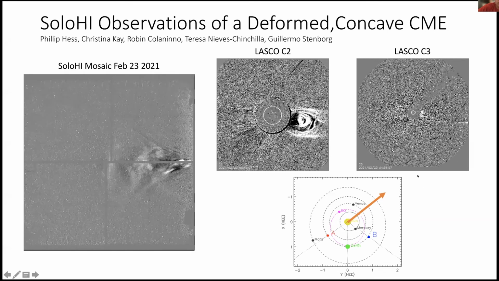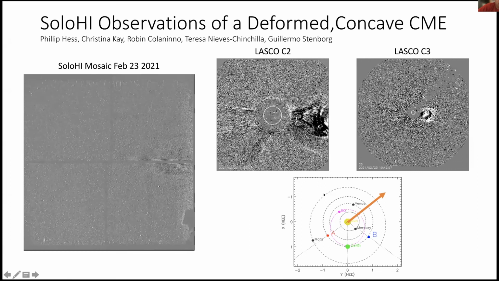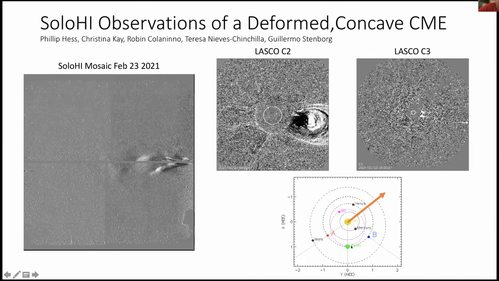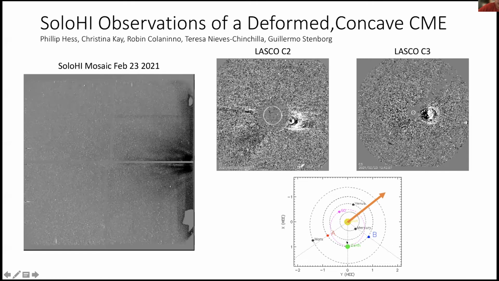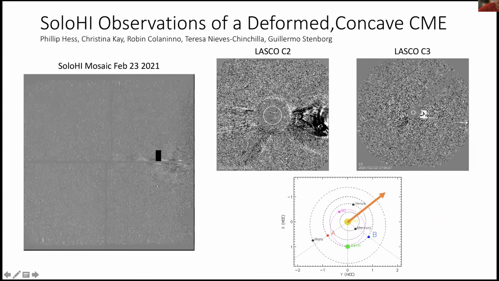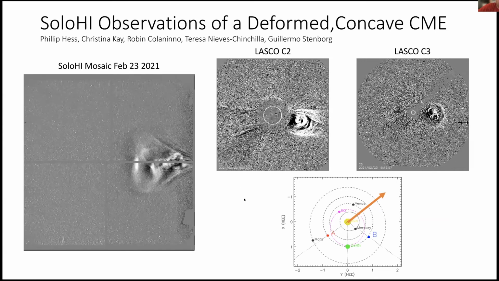Before I go on, what would have been very nice for this event is if we already had PUNCH sitting here at Earth to get that extended higher resolution heliospheric imaging, to see this from the other side and get a much better idea of what was going on.